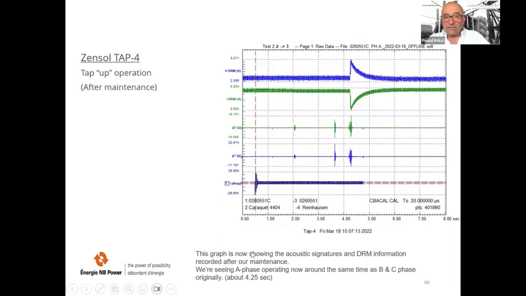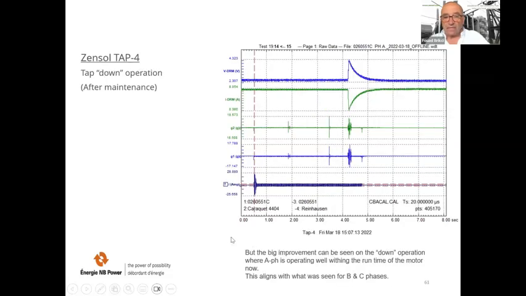So this graph is now showing the acoustic signatures and DRM information recorded after our maintenance. We are seeing A phase operating now around the same time as B and C, originally about 4 to 4.25 seconds. But the big improvement can be seen on the down operation, where A phase is operating well within the runtime of the motor now. If you look at the previous one, it was operating at the end of the current, but now it is correctly aligned. And this aligns with what was seen for B and C.